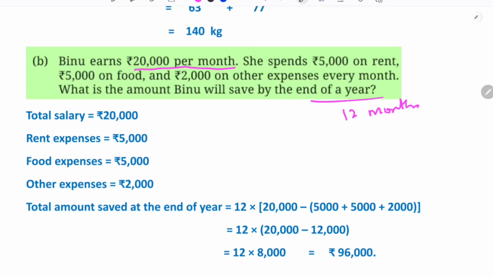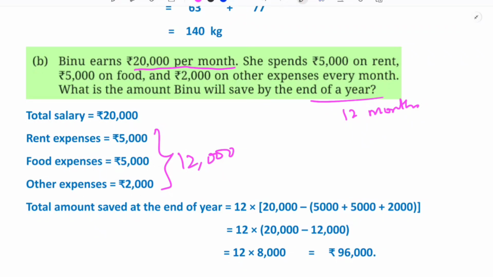What about expenses? So salary 20,000, expenses are these three, 5 plus 5 plus 2. So total expenses how many? 12,000 are the expenses. So total amount saved at the end of the year is equal to 12. Every month, 20 minus 12, that is 8,000 is being saved. So 12 into 8, 96,000 is the final saving.